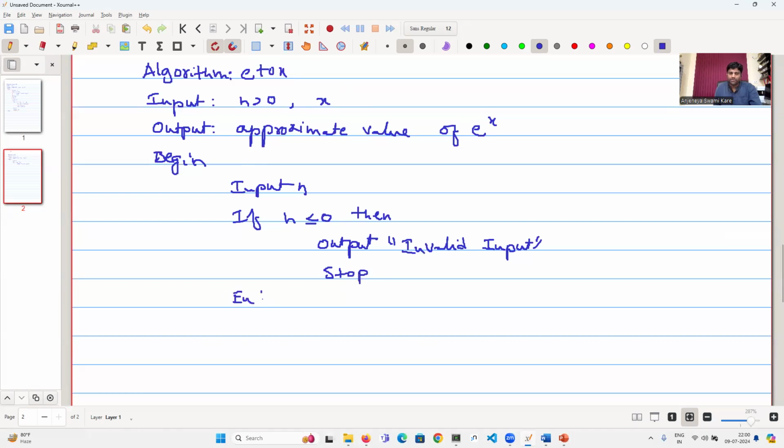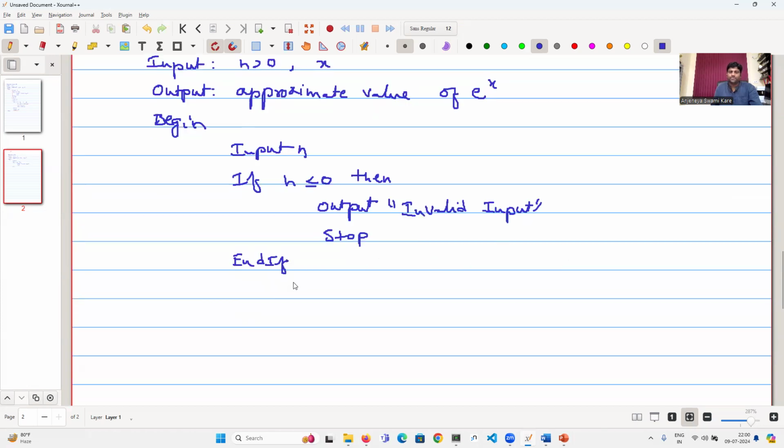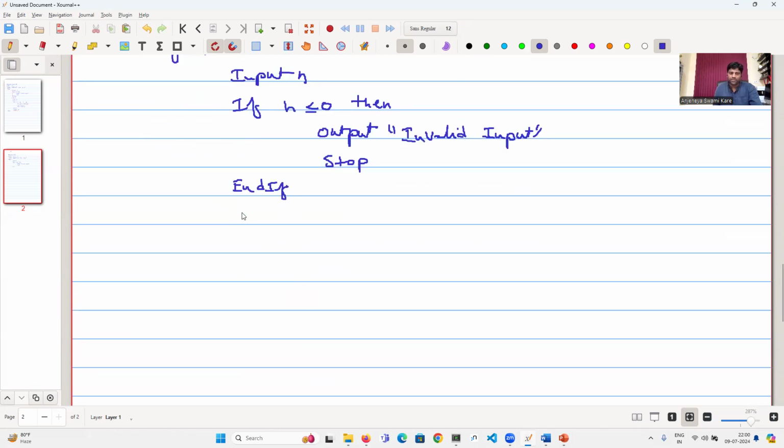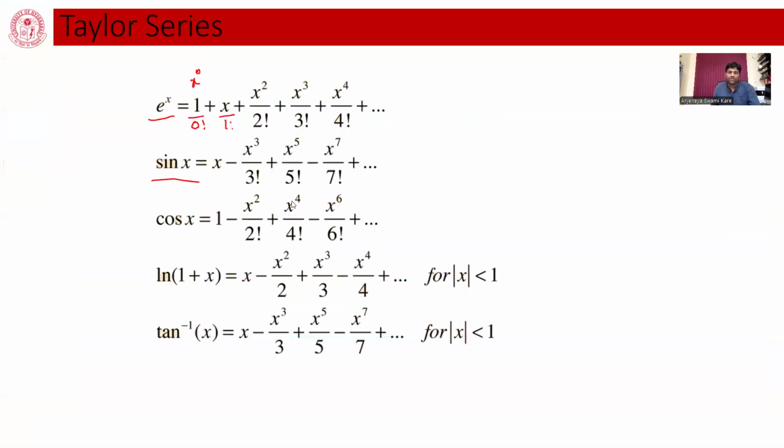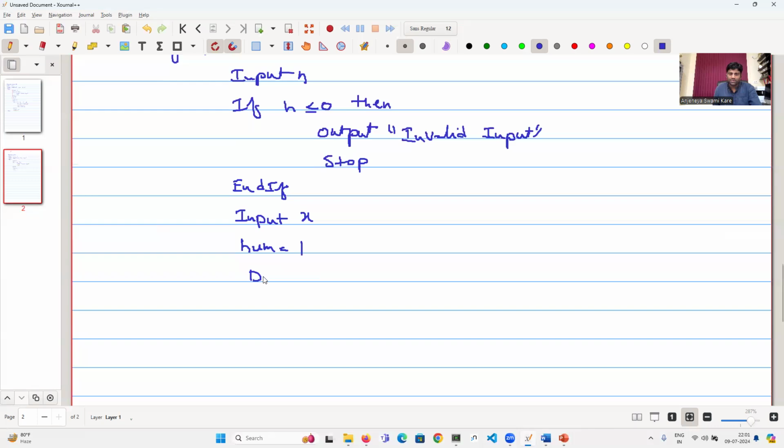Otherwise, input x. No validation is required for x because any value is acceptable. So how many terms are there? What is the numerator? The numerator is 1. The first numerator, x to the 0, is 1, right? What is the denominator? The denominator is 1. 0 factorial is 1, right?